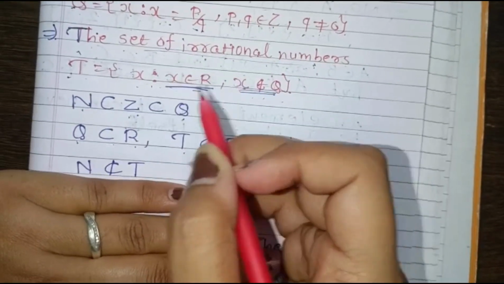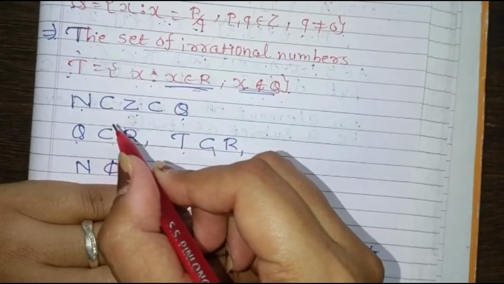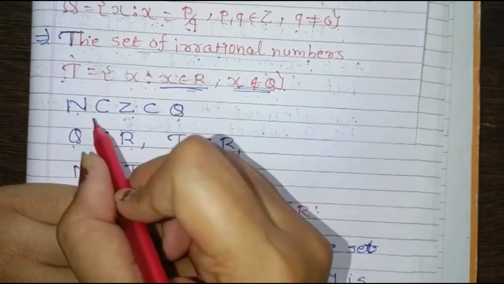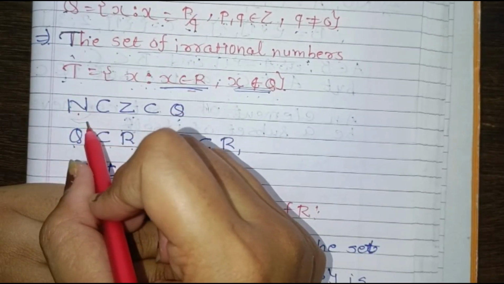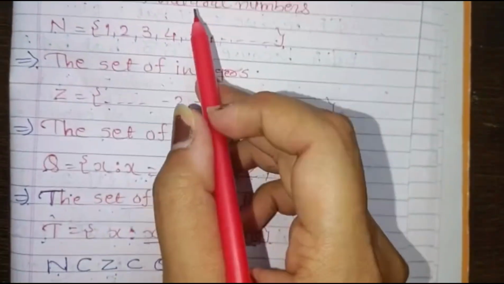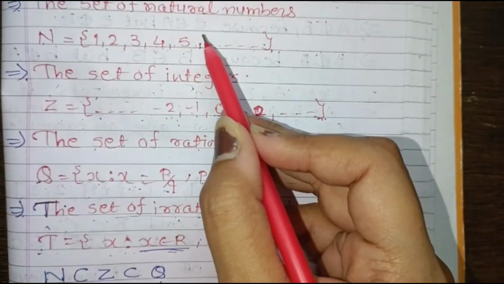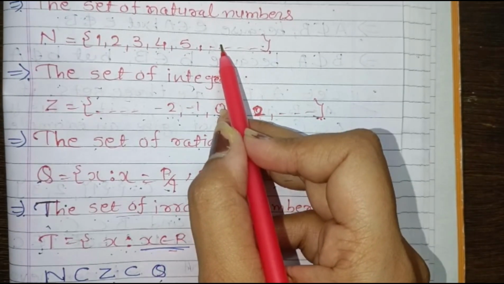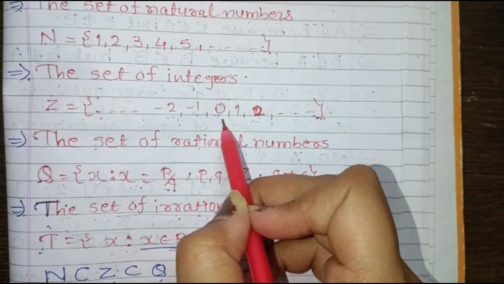Some important points here, as subsets of real numbers. The set of natural numbers N is a subset of Z. You can see it here. The set of natural numbers is a subset of Z because all the natural numbers belong to Z.